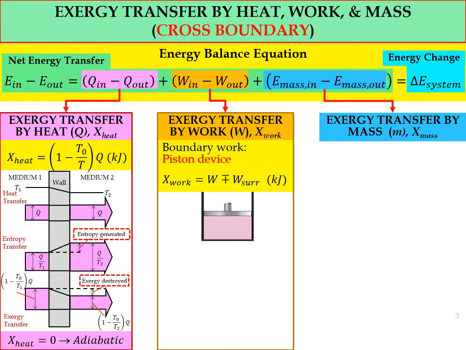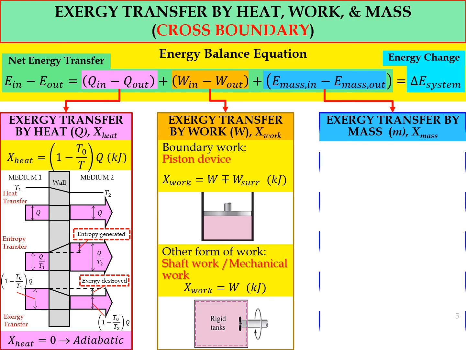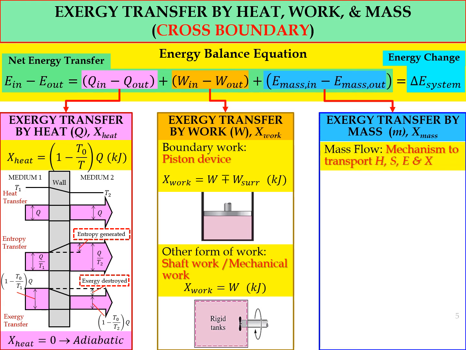X work equals work plus or minus work surrounding. So here we have plus and minus because it depends on the direction of the cylinder, whether it's in expansion or compression. Another form of work is shaft work or mechanical work. And as we all know, 100% of the mechanical work is exergy, or can be changed into exergy. So now we look into the exergy transfer by mass, X mass.